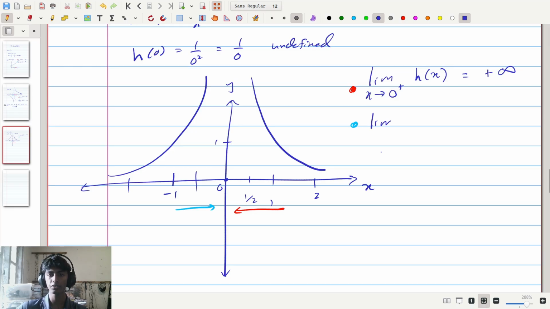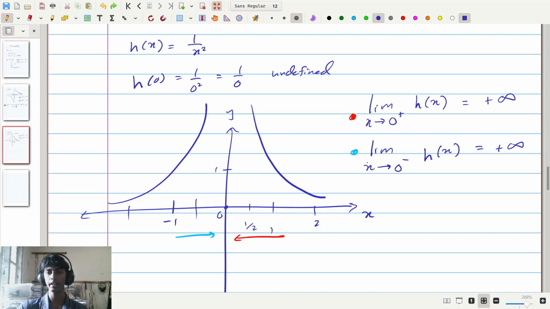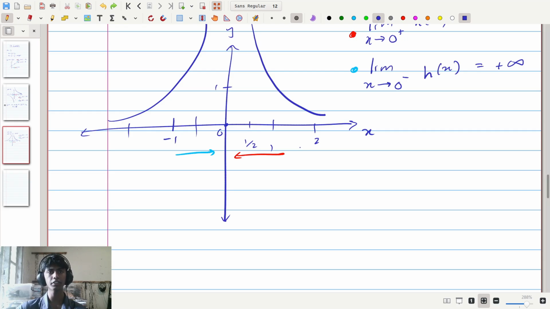The other limit as x goes to 0, but from the other direction, the negative direction, so we write x goes to 0 from the minus direction of h of x, is equal to still positive infinity. From this side as well, as we get closer and closer to 0 from the negative direction, we are going towards positive infinity. In this case, even though h of 0 is undefined, we can see that the red limit and the blue limit are in agreement. If the red limit and the blue limit are in agreement, then the general limit is also defined. So the limit as x goes to 0 in general of h of x is going to be positive infinity.